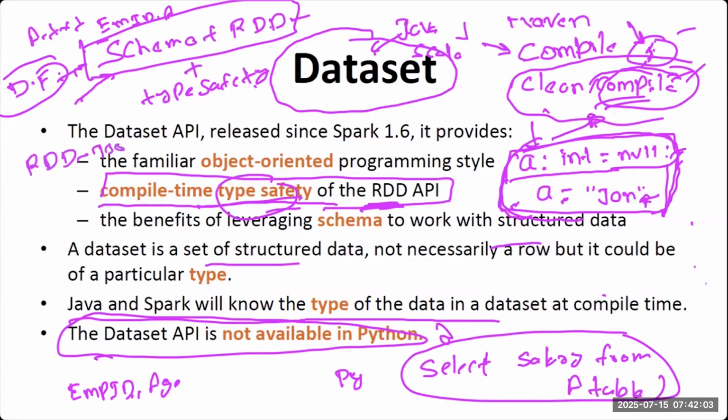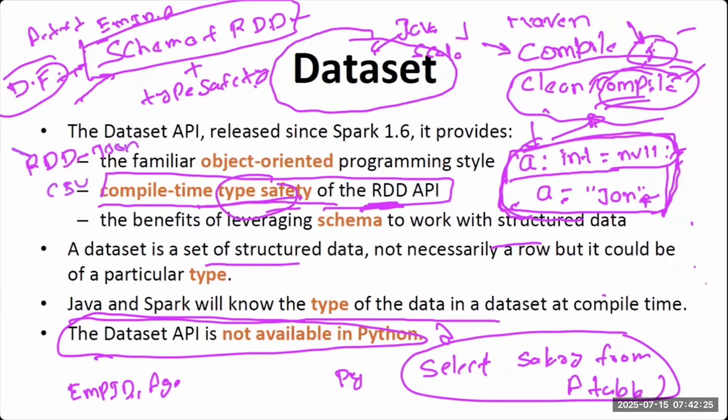You can read JSON also. You can read CSV also. In the RDD, you can read both structured as well as unstructured data. But in the data frame and dataset, only structured and semi-structured, not the unstructured, like a log file. So this is the only difference between all these three.